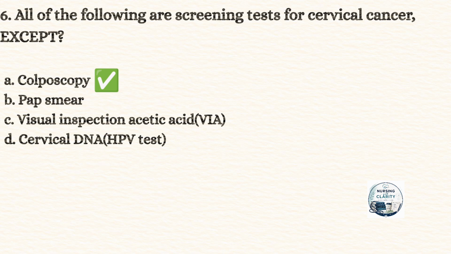It is a diagnostic procedure performed after an abnormal screening result to closely examine the cervix using a magnifying device. Pap smear, a primary screening test detecting precancerous cells. Visual inspection with acetic acid, a low-cost screening method used especially in low-resource settings or rural communities. Cervical DNA testing detects high-risk HPV strains causing cervical cancer. Now consider a primary or secondary test.